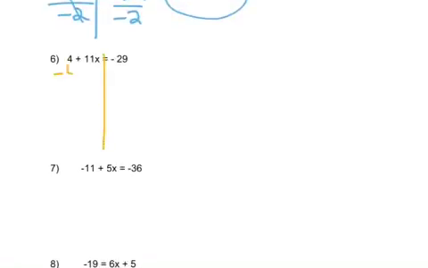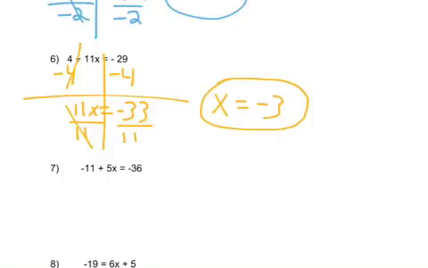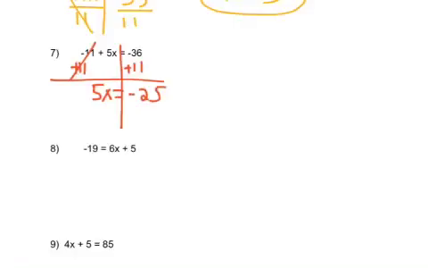Same thing here, the opposite of a positive 4 is subtracting 4 from both sides. Those cancel, so I have 11x equals negative 33. The opposite of multiplying by 11 is dividing by 11. So x would equal negative 3. Number 7. The opposite of a negative 11, I would add 11 to both sides. Those cancel, so I have 5x equals negative 25. Divide both sides by 5. x would equal negative 5.